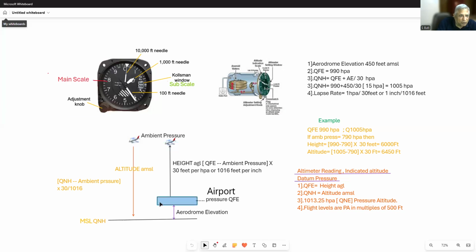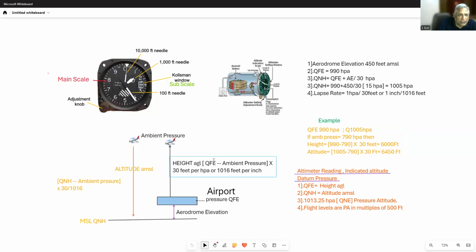At the time of takeoff, which we generally do in all flights away from our base, called cross countries, I set the mean sea level pressure at this place. And how do I find out the mean sea level pressure? That is called QNH.